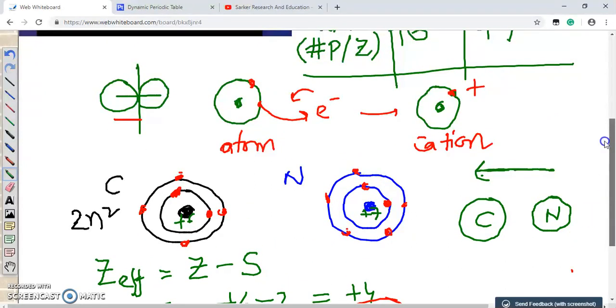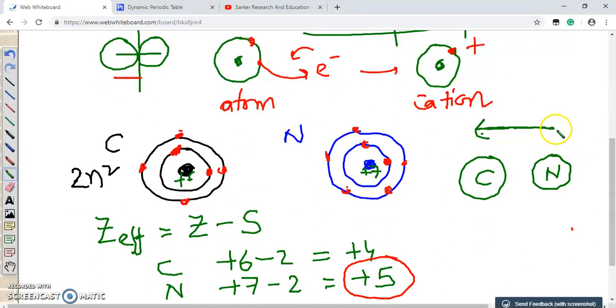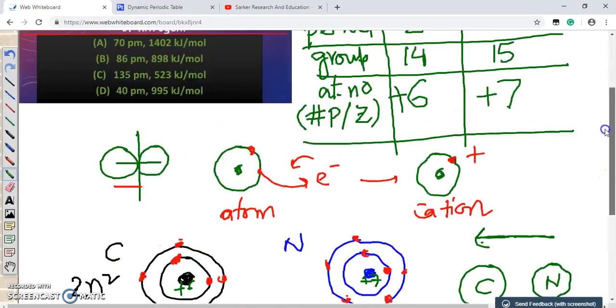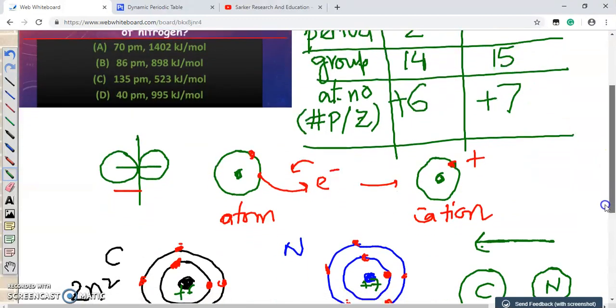This is actually the general trend of the periodic table. If you go across the period from right to left, the atomic size increases. If carbon has an atomic radius of 77 picometers, we know that nitrogen will have a lower atomic radius. Now let us see which answer choices obey this. For A, yes, 70 picometers is less than 77, so A is a possible choice. 86, no. 135, no. And D, 40 picometers is less than 77 picometers. So either A or D will be the right choice.